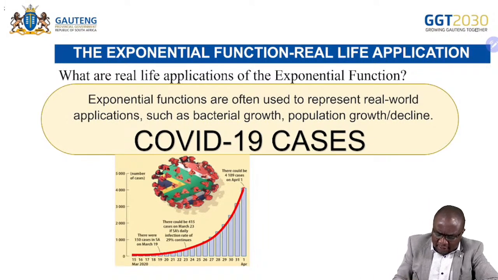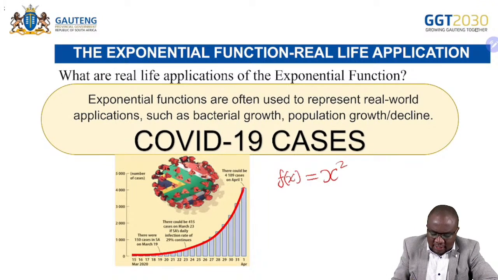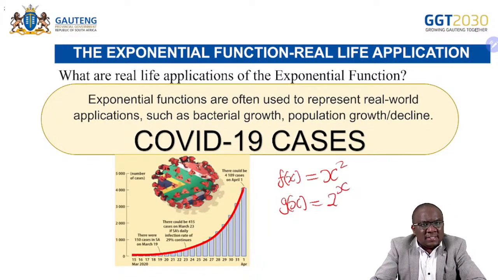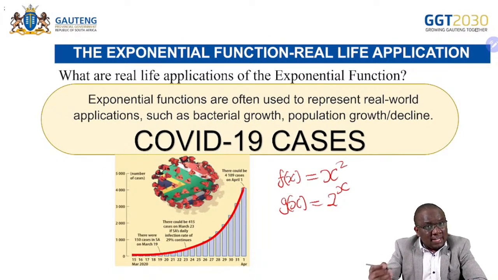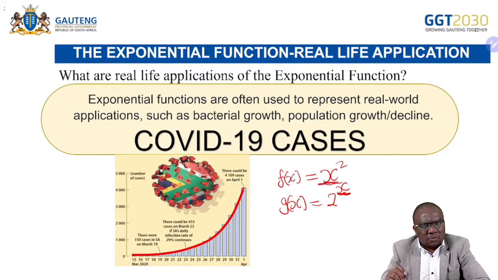Okay, let me write something here. We have f of x is equal to x squared. And then I have g of x is equal to 2 to the power x. Which function here is an exponential function? Is it f of x or g of x? It should be g of x, okay? Remember exponential equations, okay? The x is the exponent. The x is the exponent. And then this is a parabola. This is quadratic. X squared is quadratic. And then 2 to the power x is exponential, okay?